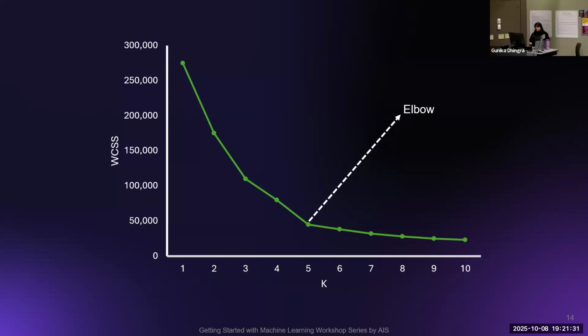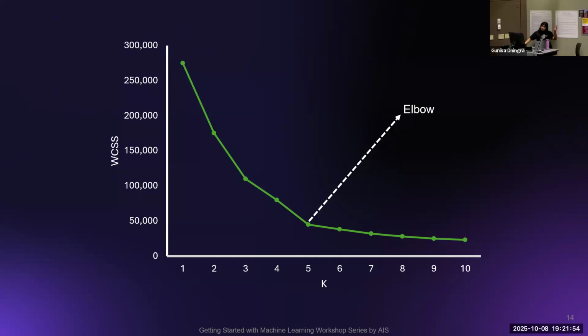Now, what k equals 5 means here is that for this particular data, for k equals 5, the distance between each two distinct clusters is the maximum, and the distance within each cluster is the minimum. That is, the clusters are compact enough. That is how we interpret this.